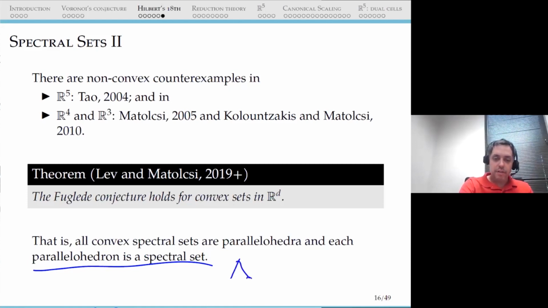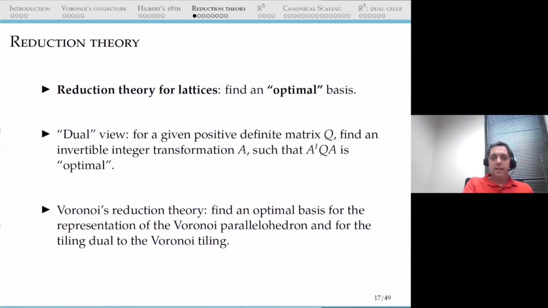So the spectrum will be the dual lattice, right? So if we have a tiling using lattice translations, then the spectrum will be given by the dual lattice. Okay, so this was basically the history of where parallelohedra appear. So one particular case why parallelohedra appeared is in the work of Voronoi, and that's basically the approach to find all parallelohedra, or more specifically all Voronoi parallelohedra. So that's what is called reduction theory, right?